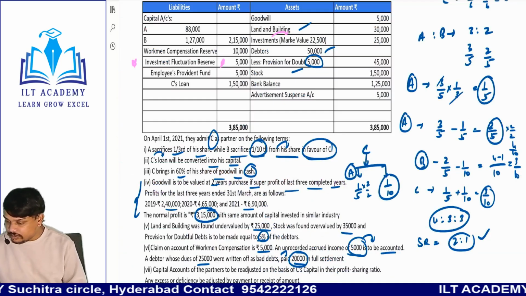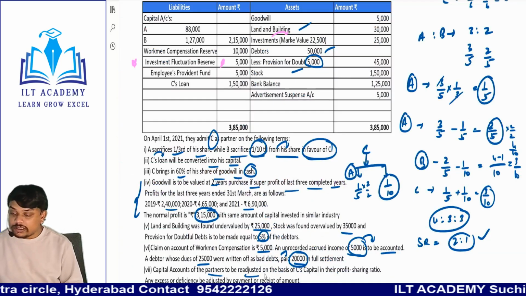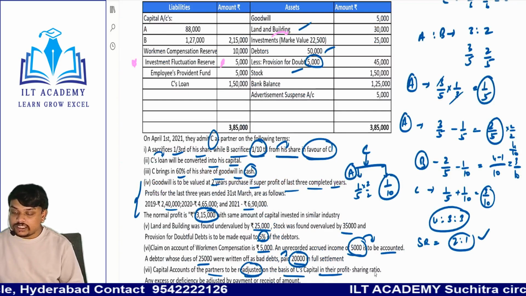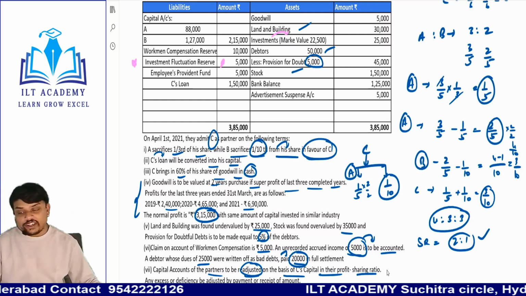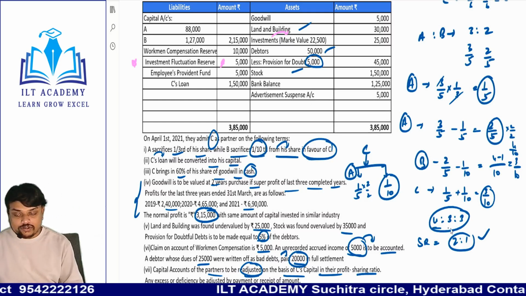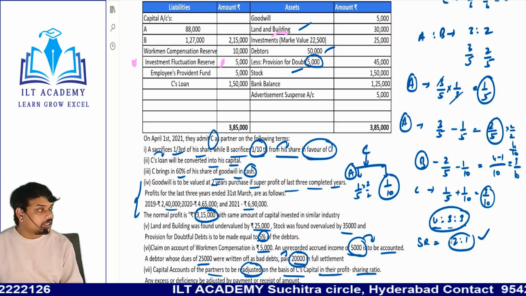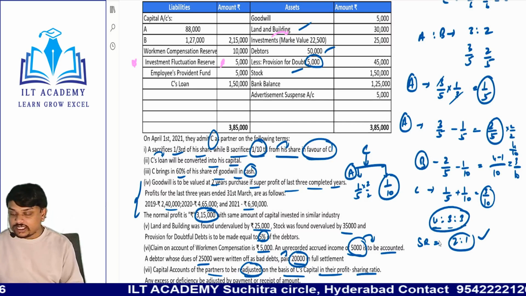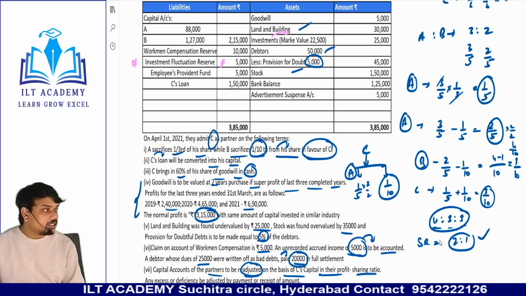1,000. Apart from this, do we have capital accounts of the partners to be readjusted on the basis of C's capital in their profit sharing ratio? That is why I already made the 4:3:3 ratio. Now in this profit sharing ratio only the capital accounts are to be adjusted.